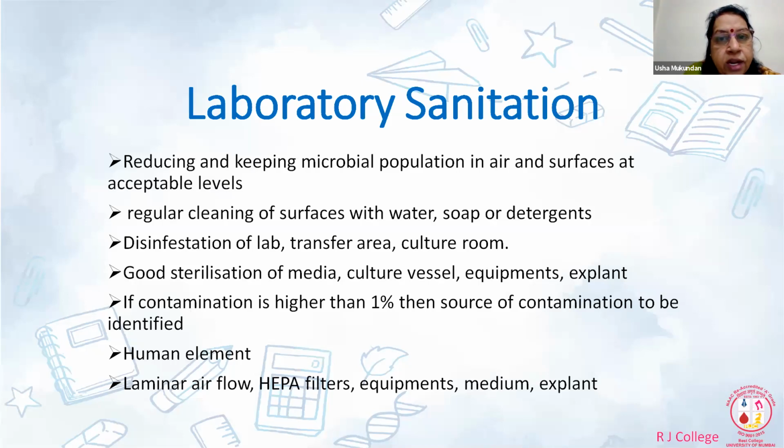What is the aim of laboratory sanitation? It is to reduce and keep the microbial population in air and on surfaces at acceptable levels. Very simple, it is by regular cleaning of surfaces with water, soap or detergent. You know that surfactants will solubilize the lipids in the cell wall, and as a result the microorganisms will die. This is a very simple, easy method to practice. However, the material that you use for cleaning should also be sterilized. You cannot use a dirty cloth to clean.